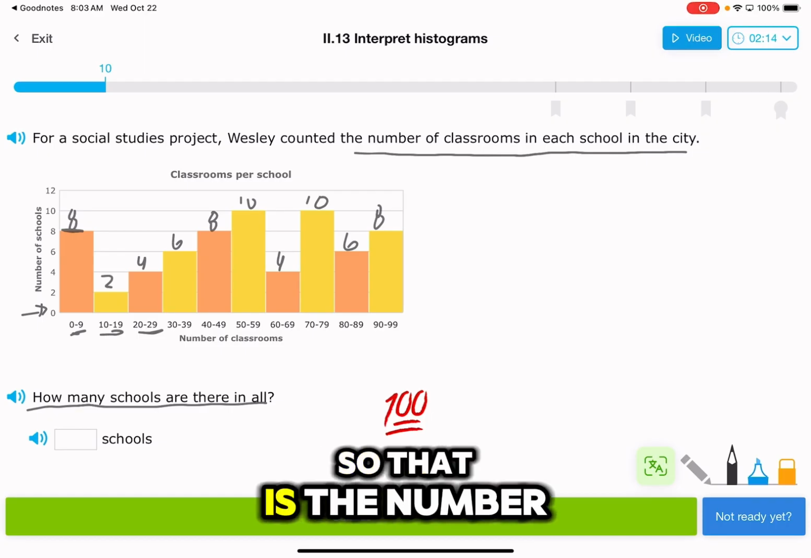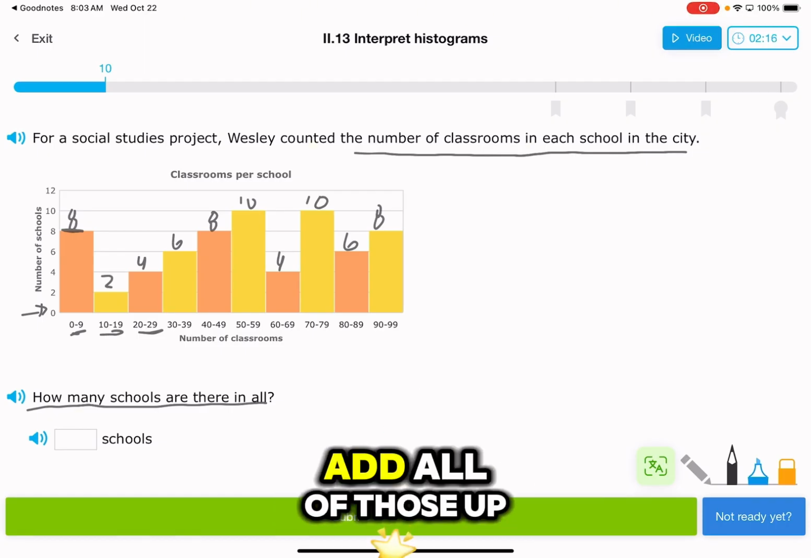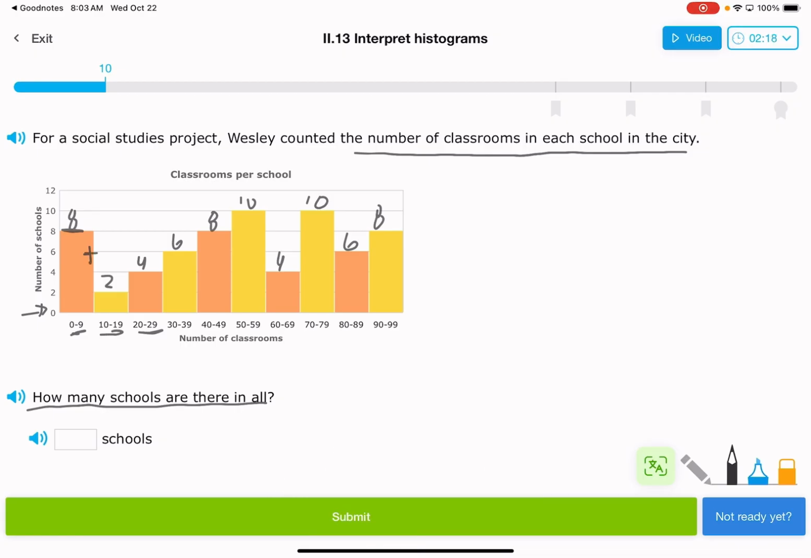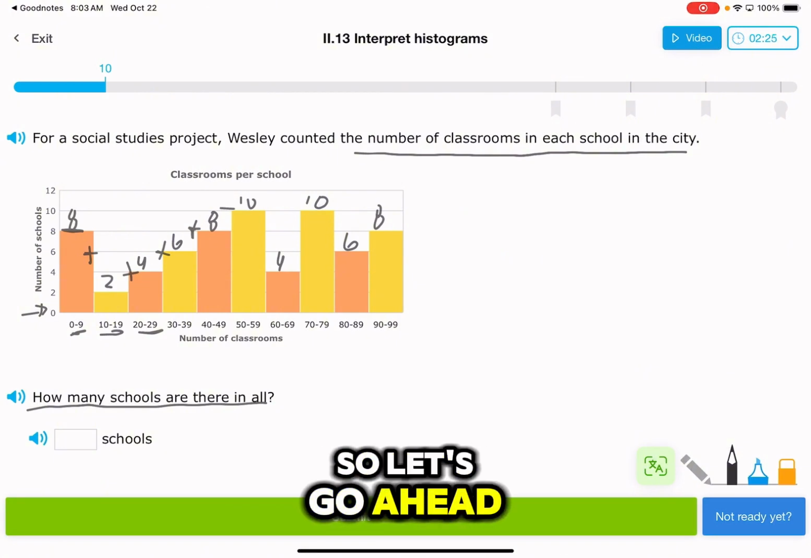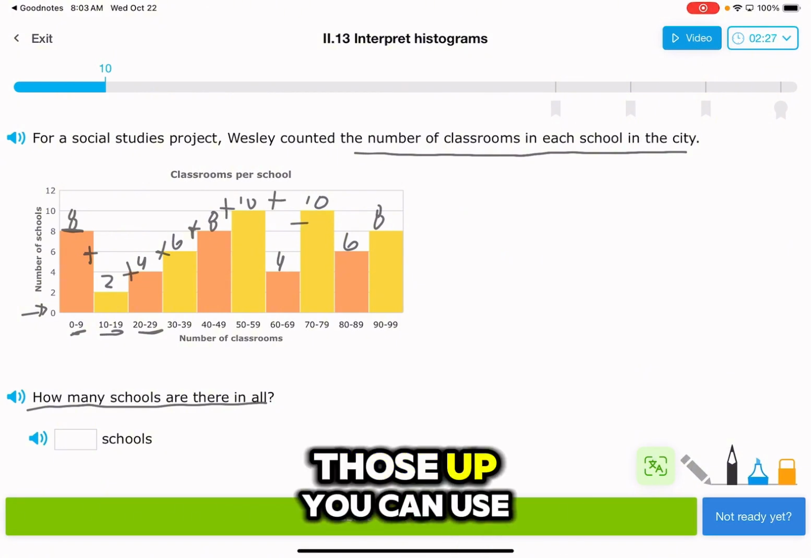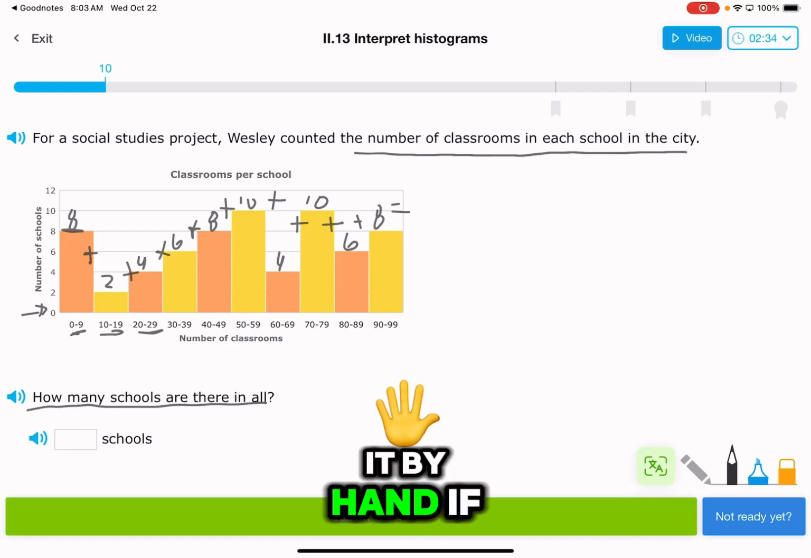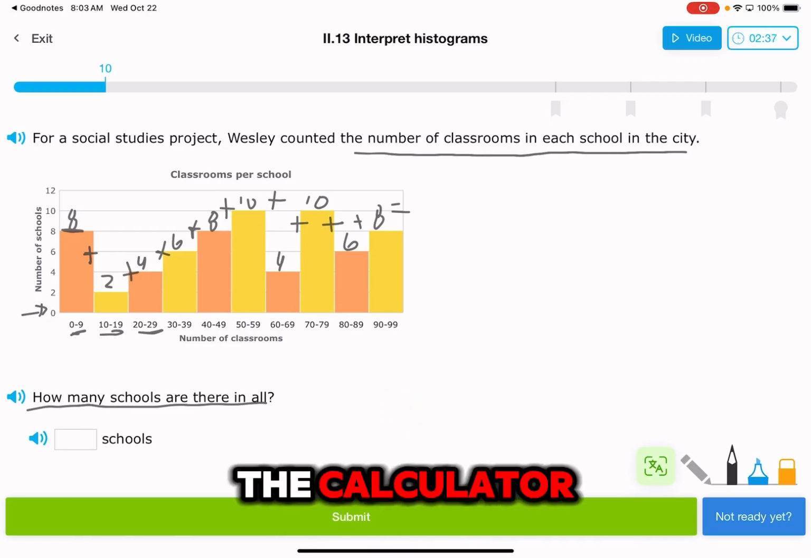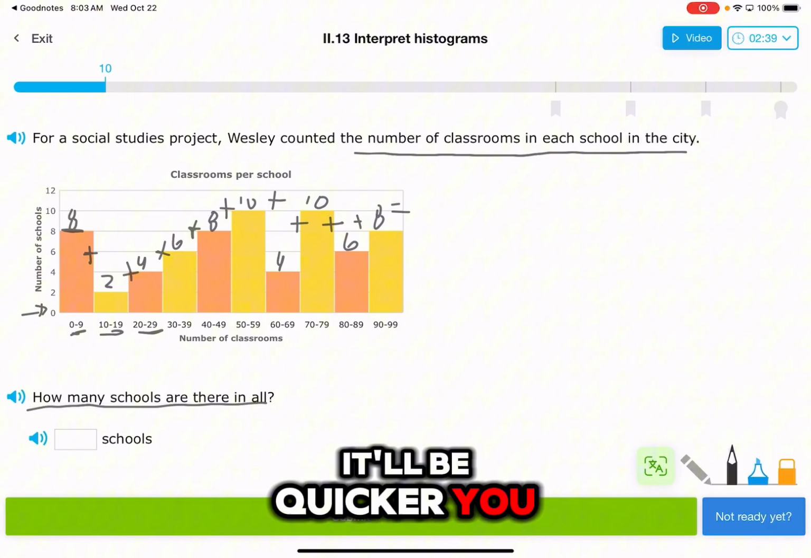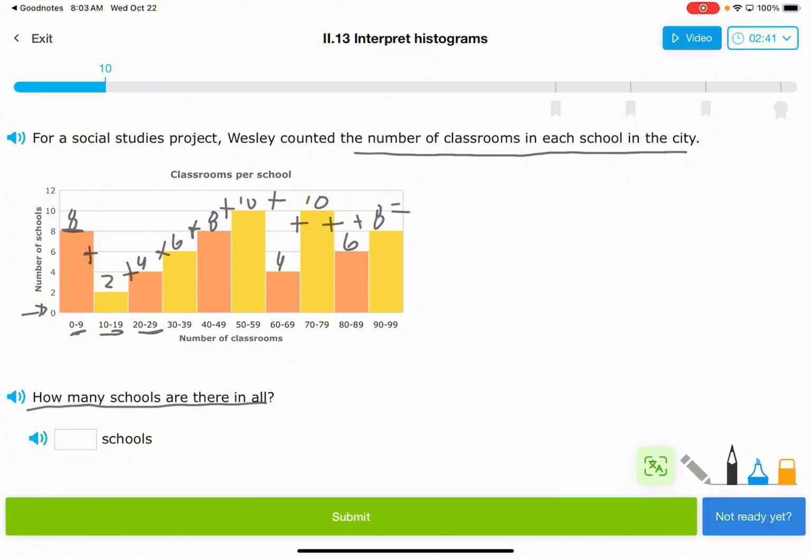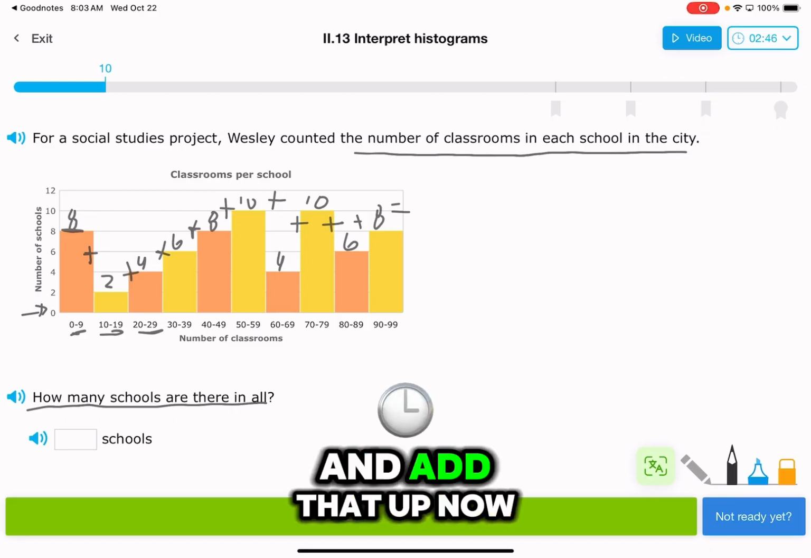So that is the number of schools, and we have to add all of those up to get our answer. So let's go ahead and add all of those up. You can use a calculator, or you can do it by hand. If we do it on the calculator, it'll be quicker. You won't make any of the mistakes. So let's go ahead and add that up now.